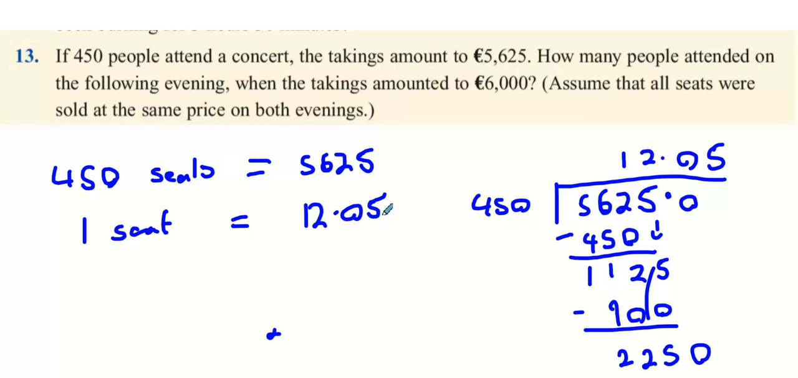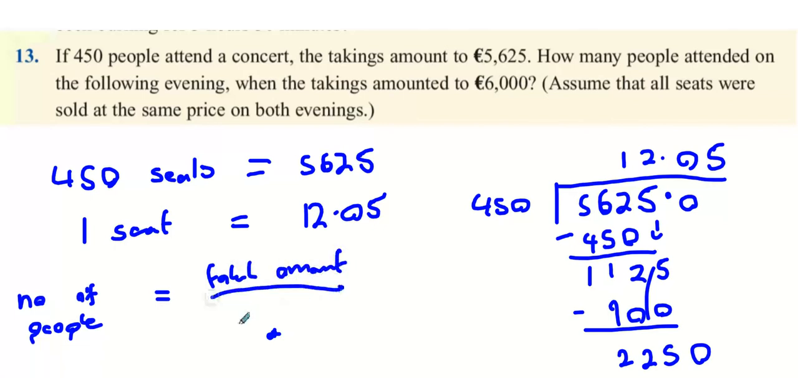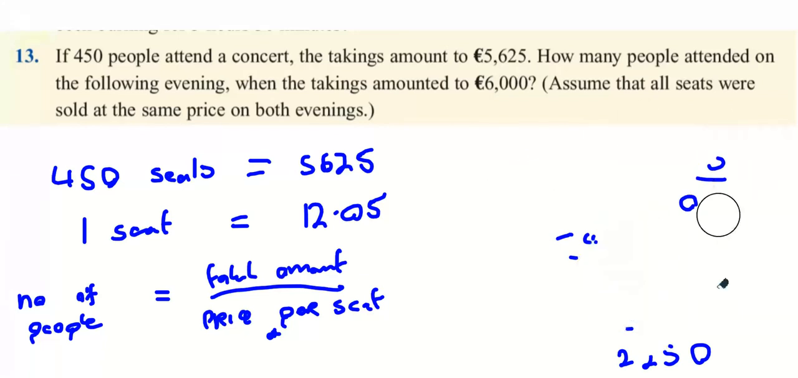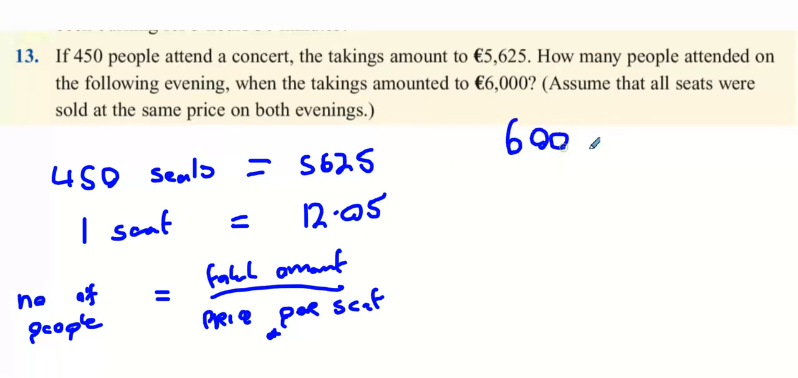Now, how many seats are we talking about when it amounts to 6,000? So, number of people at the event equals the total amount of money divided by the price per seat. Now in this case it's going to be quite an awkward calculation, because you're going to have 6,000 divided by €12.05, which is quite an awkward number.